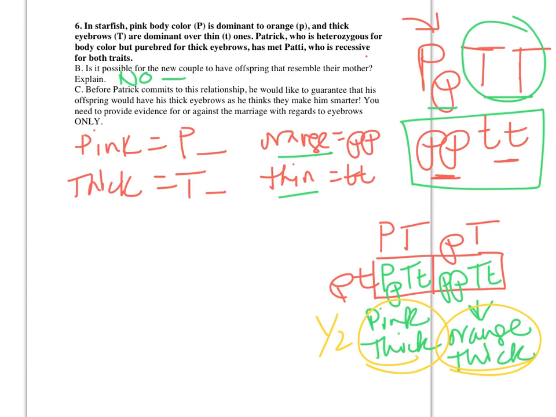But yeah, half will be pink on the left, right? The big P, little p is pink. The big T, little t offspring on the left of the left-hand square is pink thick, so half of them are going to be pink babies with thick eyebrows. The other half are going to be orange babies with thick eyebrows. So if you're just talking about eyebrows, you'd say all of them. If you're just talking about body color, you'd say half pink, half orange. Otherwise, you'd say half pink with thick eyebrows, half orange with thick eyebrows. And that's what you get.